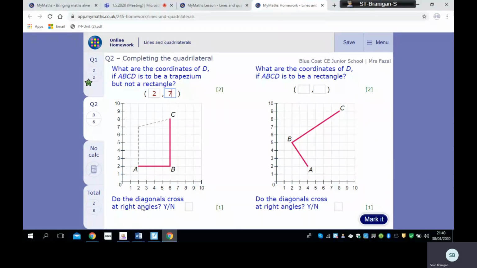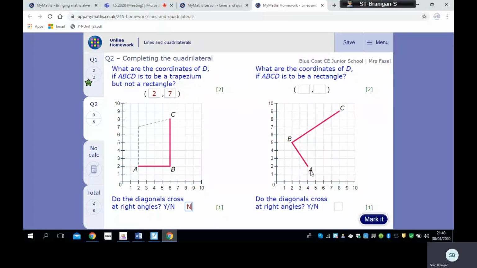It says, do the diagonals cross at right angles? No, the diagonals in the trapezium do not cross at right angles because the sides are not all the same length. What are the coordinates of D if A, B, C, D is to be a rectangle?